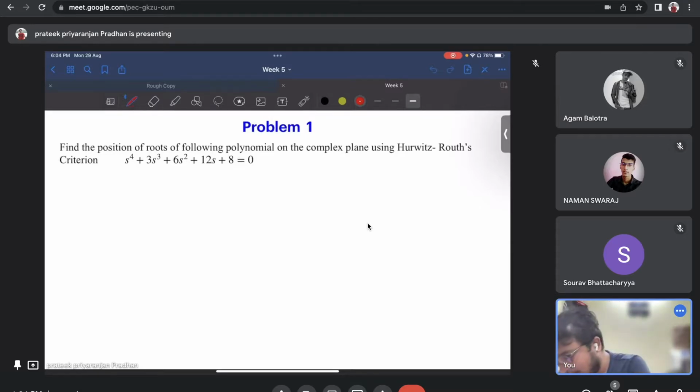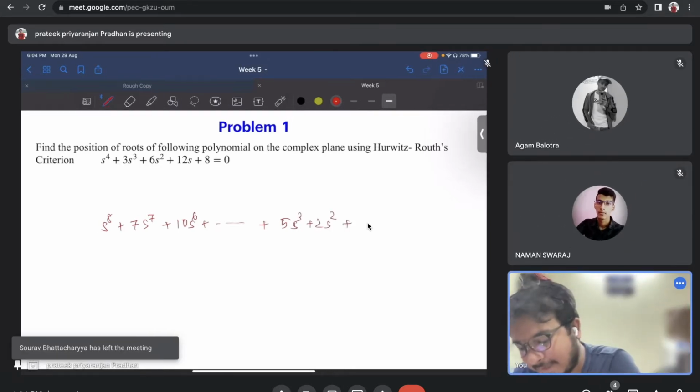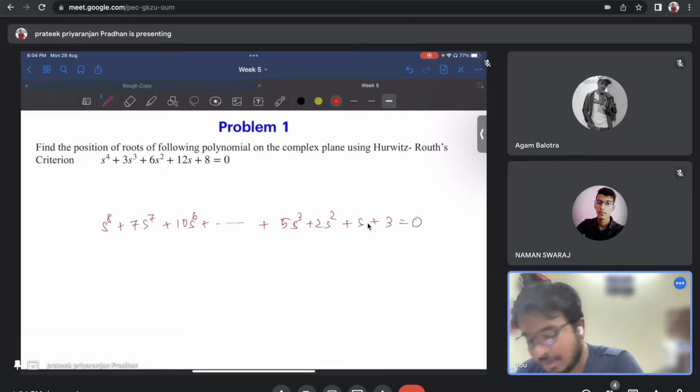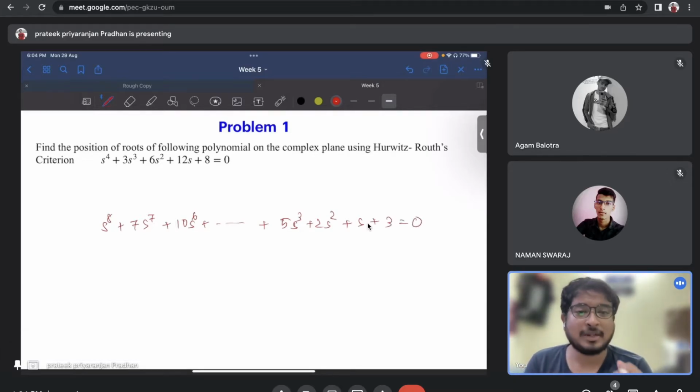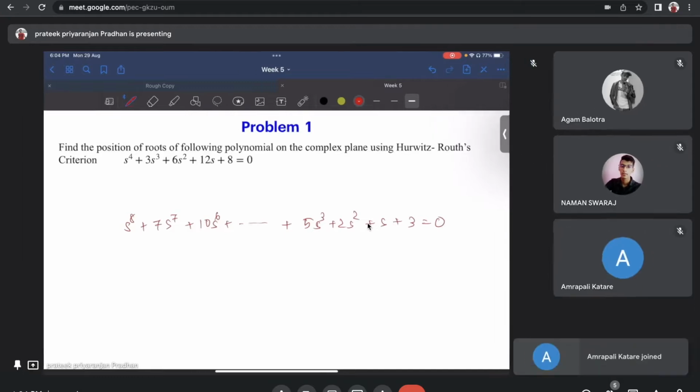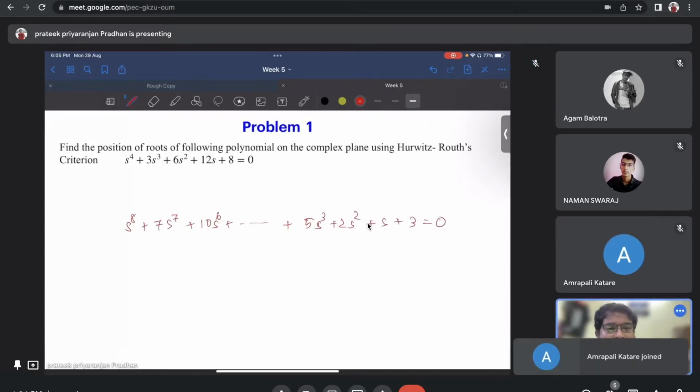Suppose you have such a long expression, s to the power 8 plus 7 s to the power 7 plus 10 s to the power 6 plus something like that, and 5 s cube plus 2 s square plus s plus 3 is equal to 0. It's a very long expression. If you want to calculate by hand where the pole locations are, it's going to take you days. You can't easily find all the 8 solutions.